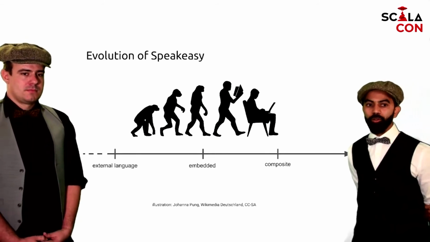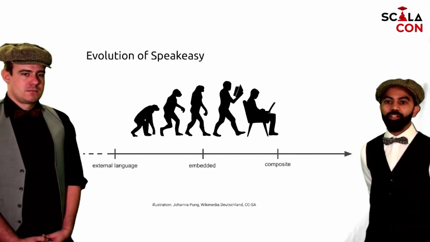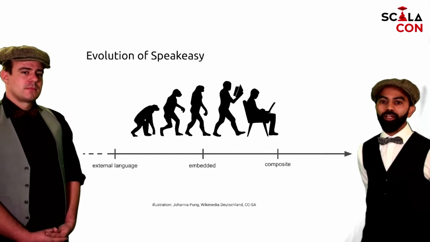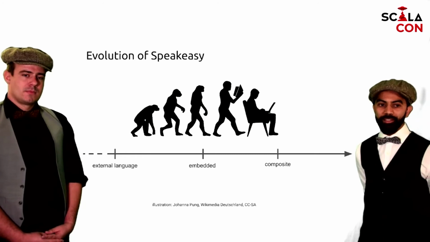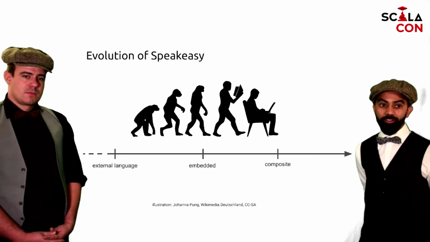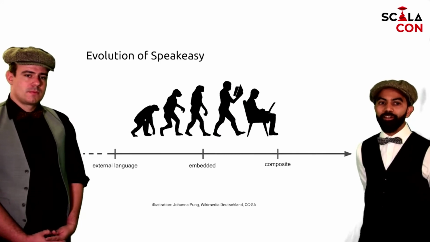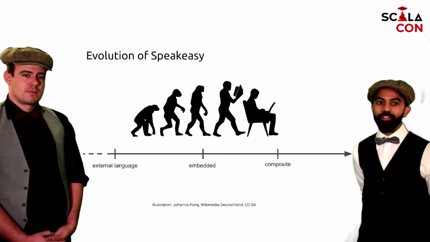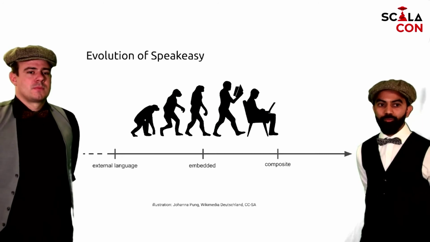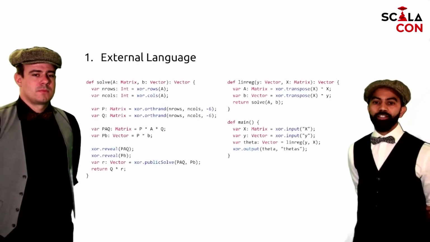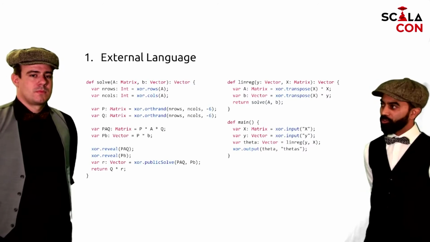Two years ago, we presented an external DSL for privacy-preserving computations. And very quickly, it had to be turned into an embedded DSL. And today, as we told you, just an embedded DSL for MPC is not enough. We want it to be composite and compose with other kinds of processing. So what motivated us to go from an external language to the embedded one?